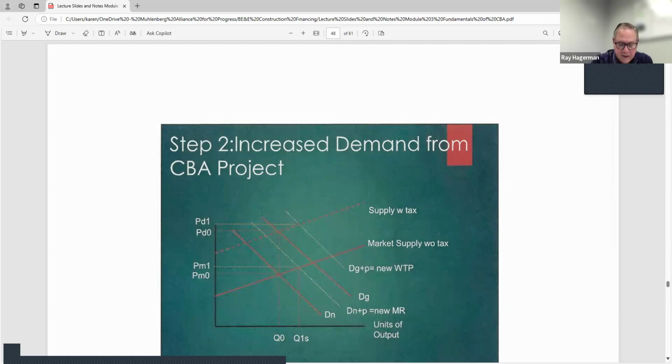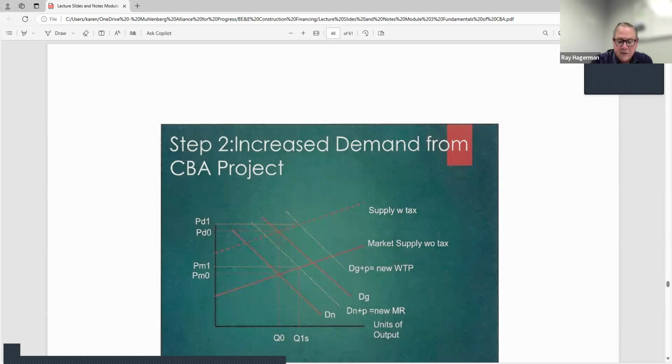So the marginal return equals the marginal cost. The production point moves from Q0 to Q1. Okay, you see that on the graph. The shift in demand price is equal to the shift in the market price. So the new demand price of PD1 is shown on the chart above, which is where the supply curve with tax intersects the new willingness to pay or demand curve DG plus P.